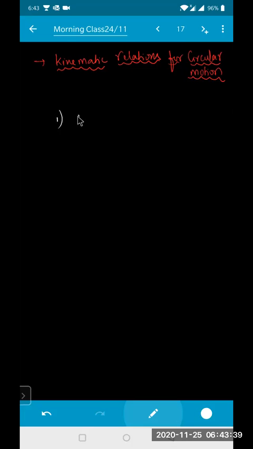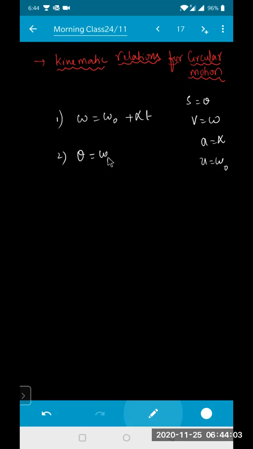First one, omega is equal to omega naught plus alpha into t. Second one is s is equal to ut plus half at square, where s is represented by theta, v is represented by omega, a is represented by alpha, u is represented by omega naught. So s in the place of theta, u into t means omega naught into t, plus half into a, where a is alpha, into t square.